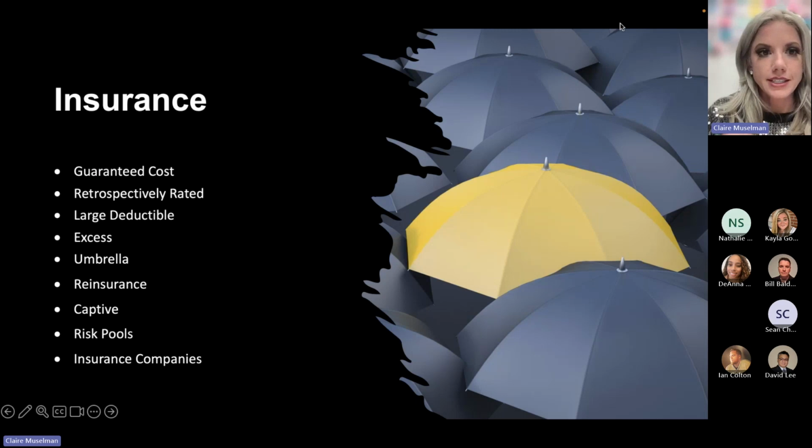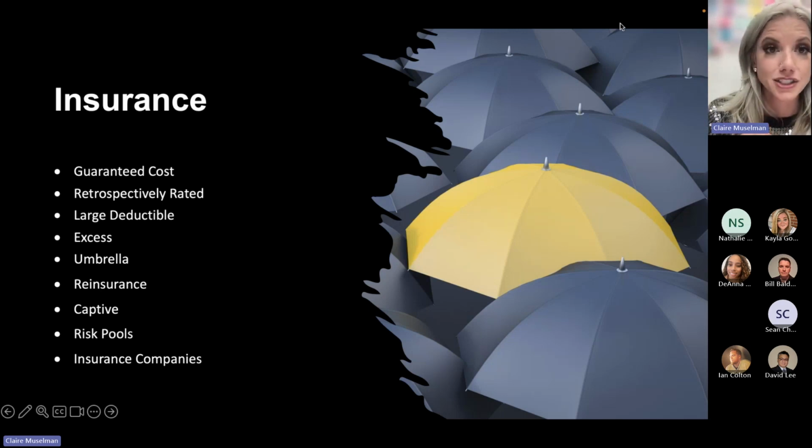So when we start going into insurance, we have a couple of different kinds of insurance. When we look at how I want to insure my workers' compensation program, I'm going to purchase insurance and transfer the risk by giving premiums to an insurance company. There's a couple of different ways to do that. This is where we look at guaranteed cost, retrospectively rated, large deductible; those are the different types of programs.